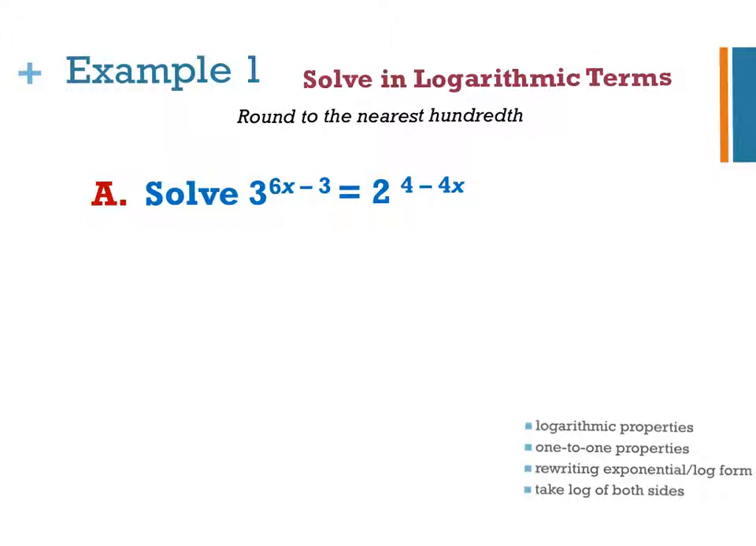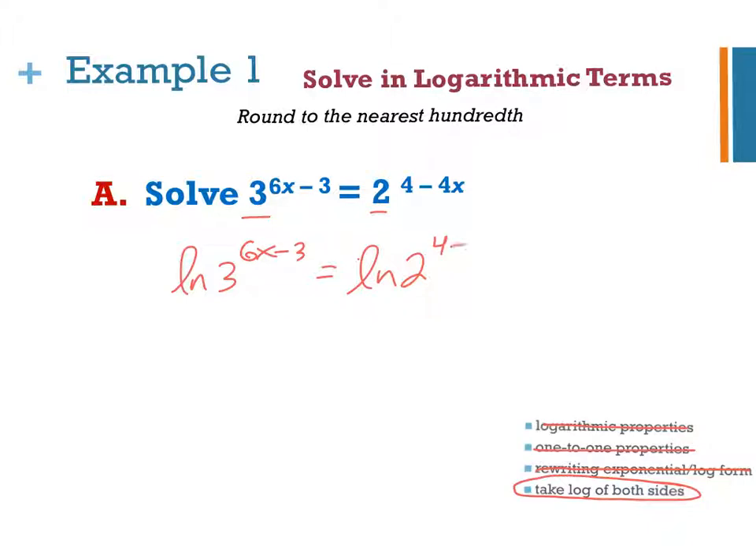But notice if we run through our checklist, we can't use really any logarithmic properties. There's no way we can write 3 as a base 2 or 2 as a base 3, so we're kind of stuck there. If we rewrite it in logarithmic form, that'll kind of get us stuck. So the last resort is, again, taking the log or taking the natural log of both sides. If I do this, taking the natural log of the left side, that entire exponent gets brought down in front, but now same with the right side.